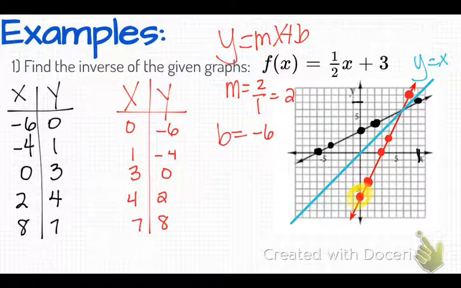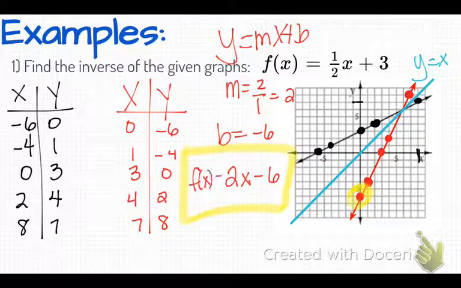So to fill this in, I have mx plus b. And instead of writing y equals, or instead of writing f of x equals, since we are doing inverses, the way we write this is f inverse of x equals. Okay? So when you're writing an inverse equation, you're going to put the little -1 symbol. That's what tells me it's an inverse, okay?